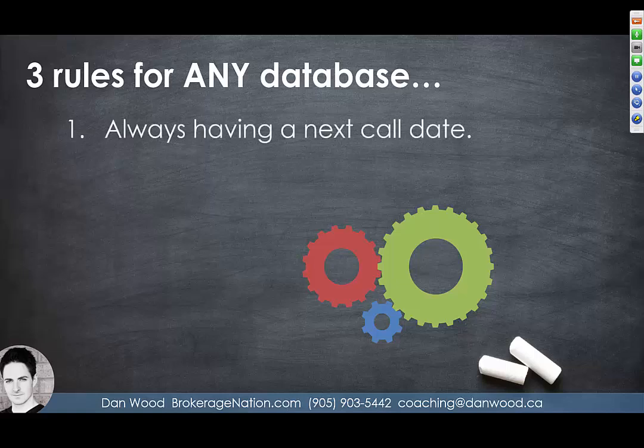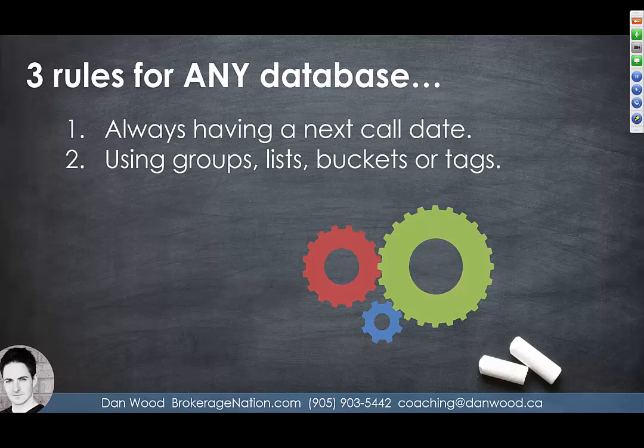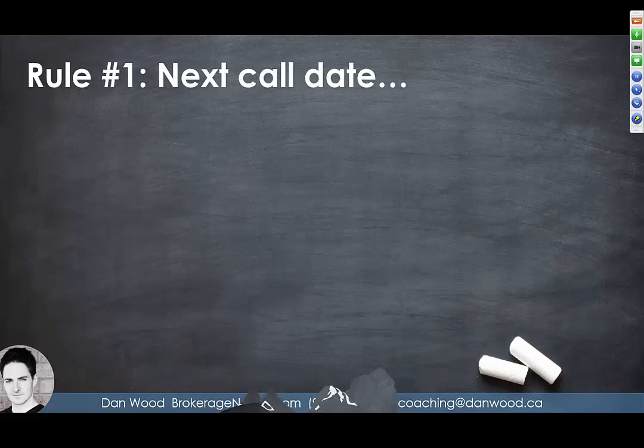So rule 1 is to always have a next call date. Rule 2 is to be using groups, lists, buckets, or tags, and I'm going to go into detail in just a second. And rule 3 is simplifying your notes. So let's take a look at rule 1. Rule 1 is the next call date.